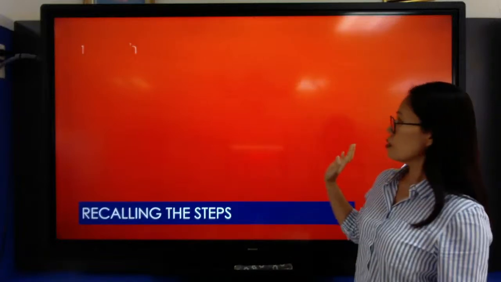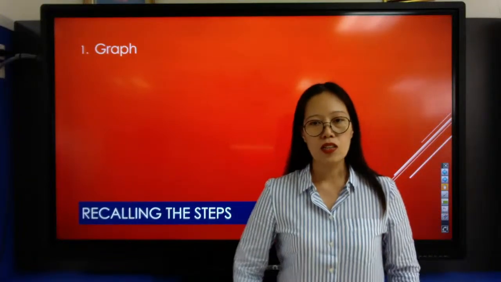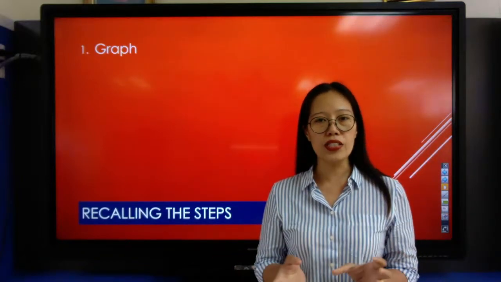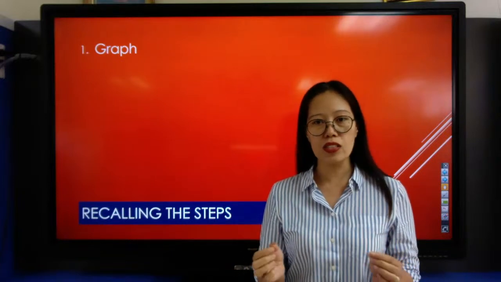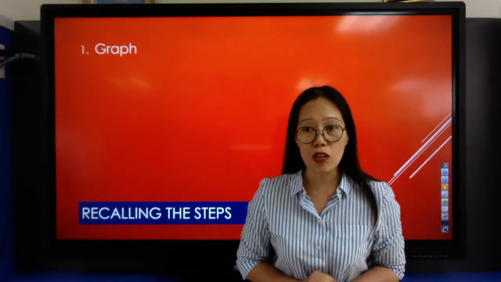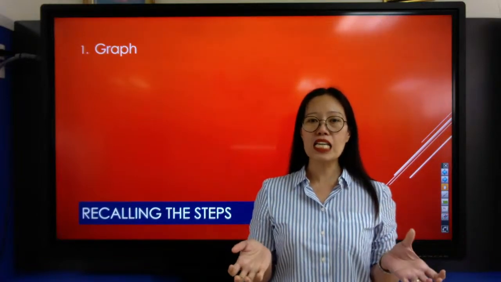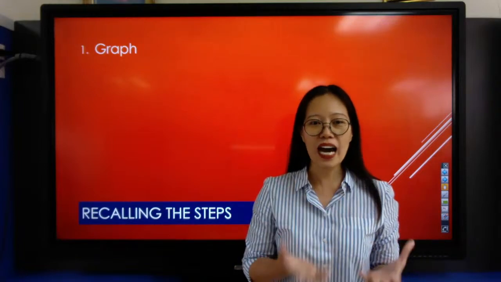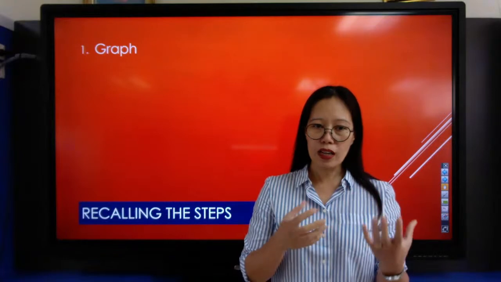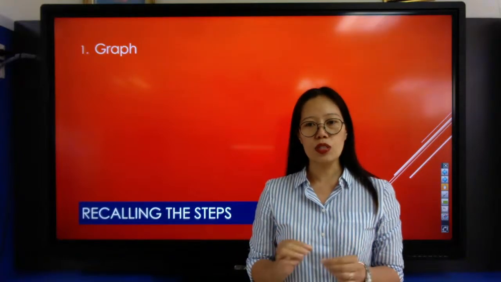So what was our first step? You need to graph, right? You need to plot the points on your data. Whatever the points on your data, you need to put it on a graph. Why do we need to graph? Because we need to find out whether our data is linear or non-linear, right? Because if we don't know whether our data is linear or non-linear, then we don't know what to use.